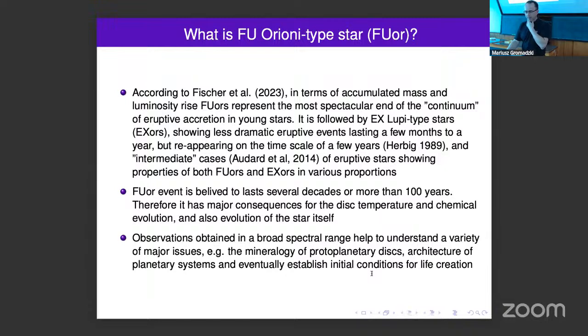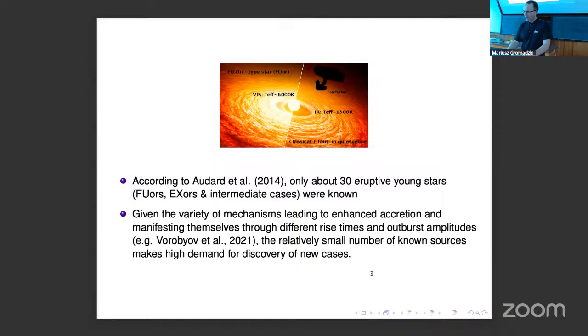I concentrated myself on FU Ori-type stars because they last several decades or longer. The FUor stage has major consequences for the disk temperature and chemical evolution of the protoplanetary disk, and also on the evolution of the star itself. And 10 years ago, only 30 young eruptive stars were known, but now, thanks to Gaia and other surveys, we probably know about 100 or even more cases of young stars going through the eruptive accretion phase.